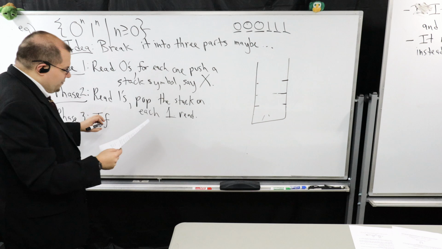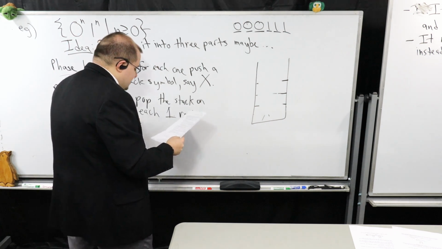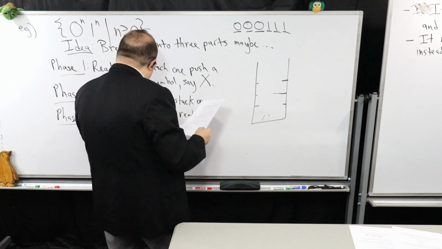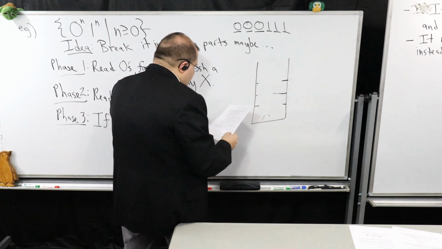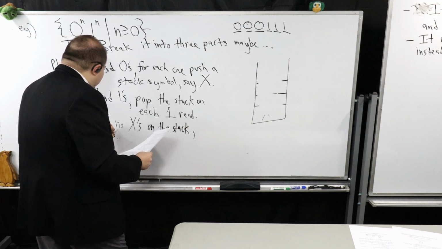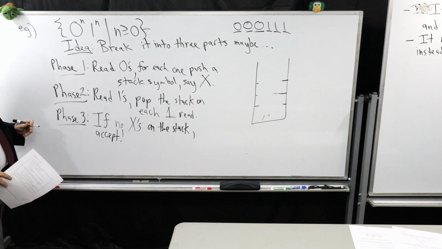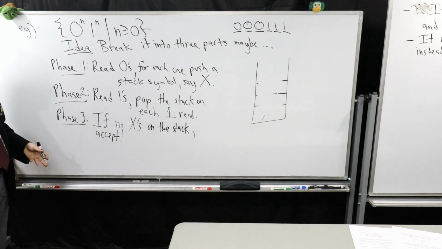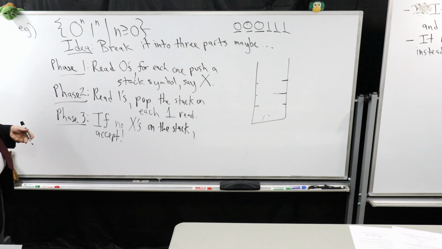But yeah, this third phase is quite simple. If there are no x's on the stack, then of course you accept. Otherwise, now you might notice in this process, I never told you when to reject. You'll notice that quite quickly if I read more symbols, or I read a symbol that isn't what I'm anticipating.